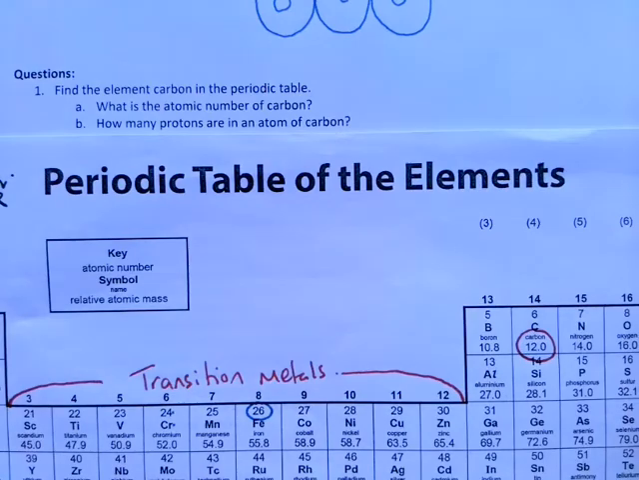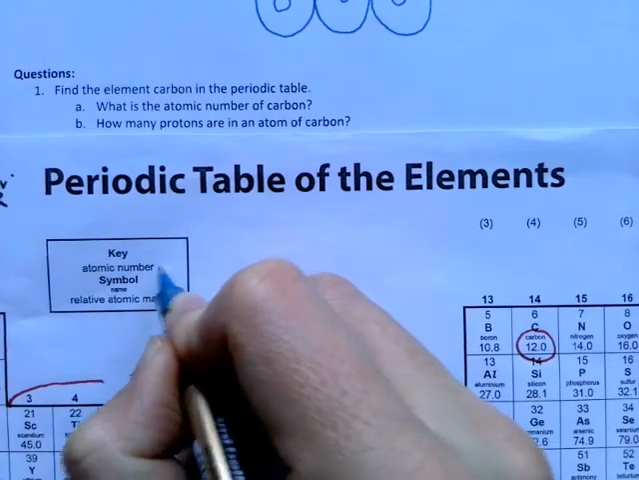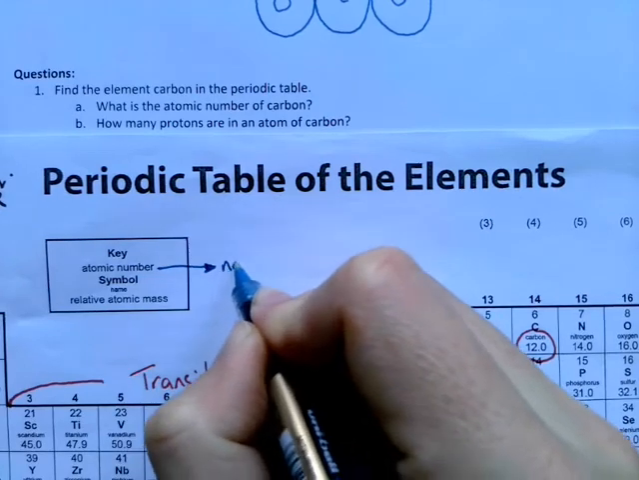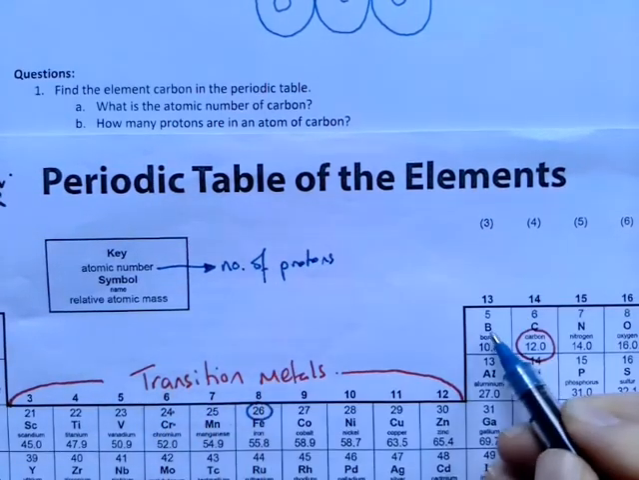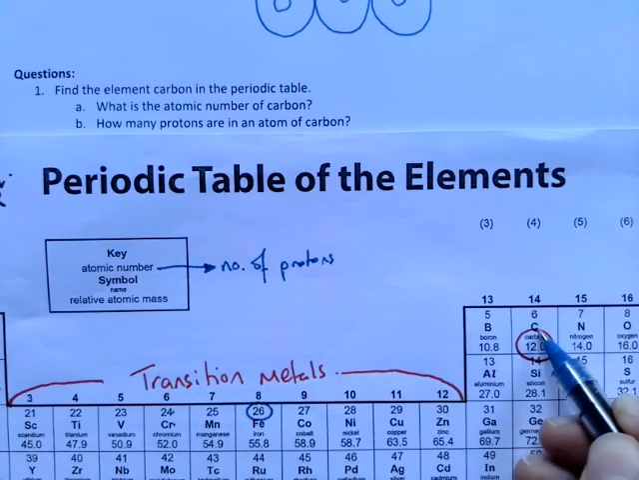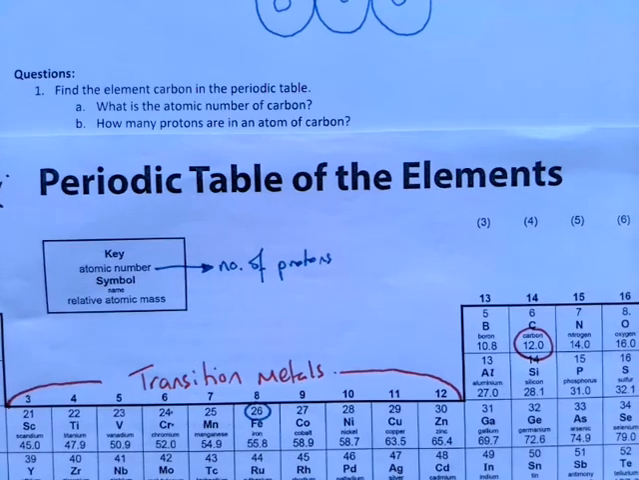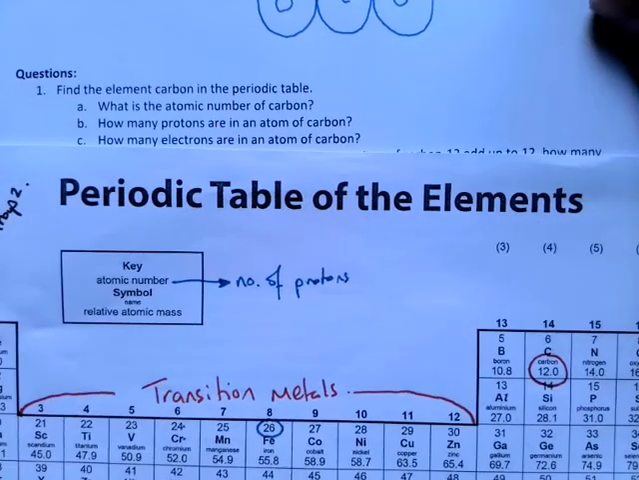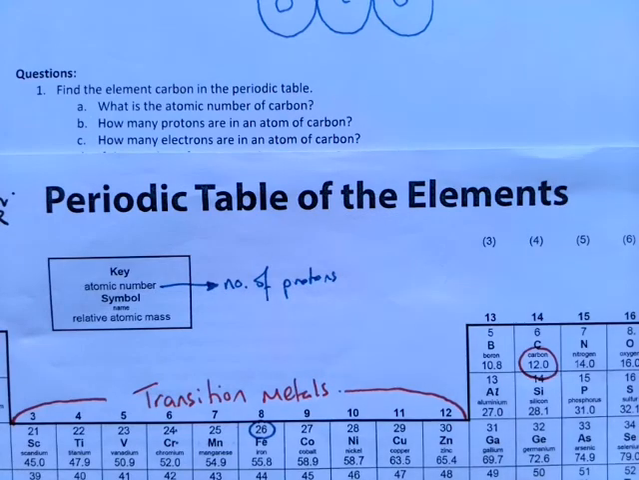Now, what I'm going to tell you here, look, the atomic number tells you the number of protons. Okay, so boron, 5 protons. Carbon, 6 protons. Nitrogen, 7 protons. Oxygen, 8 protons. Okay, how many electrons are there in an atom of carbon? So remember, we've done now the number of protons equals the number of electrons.